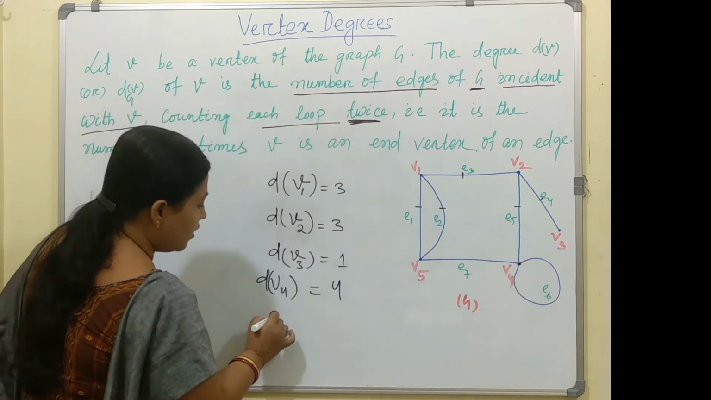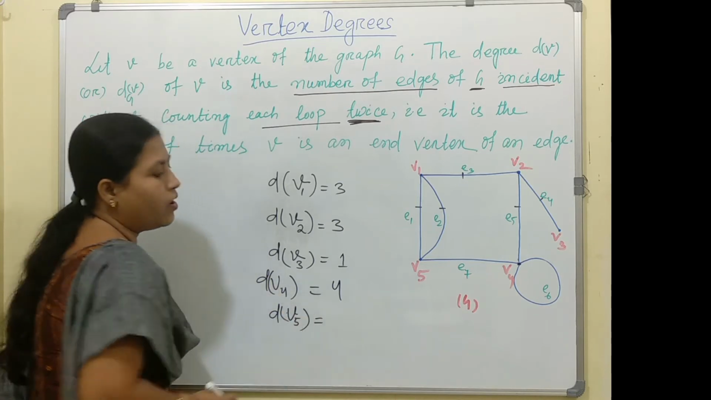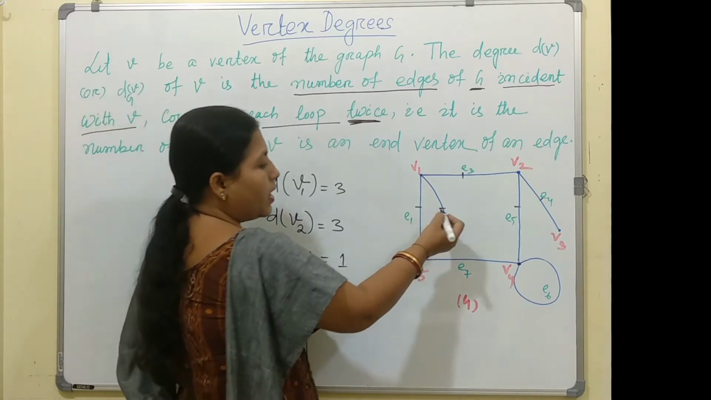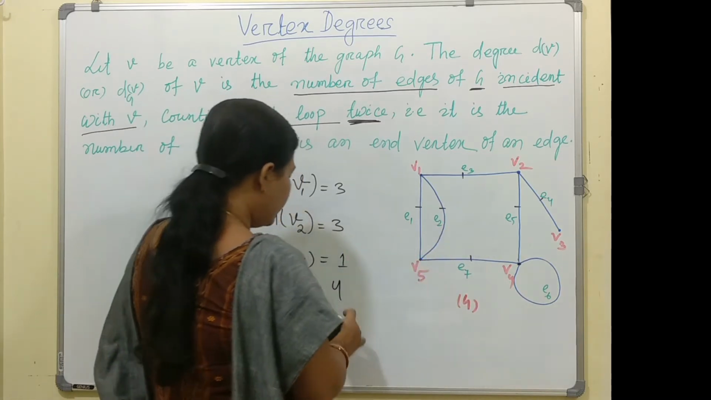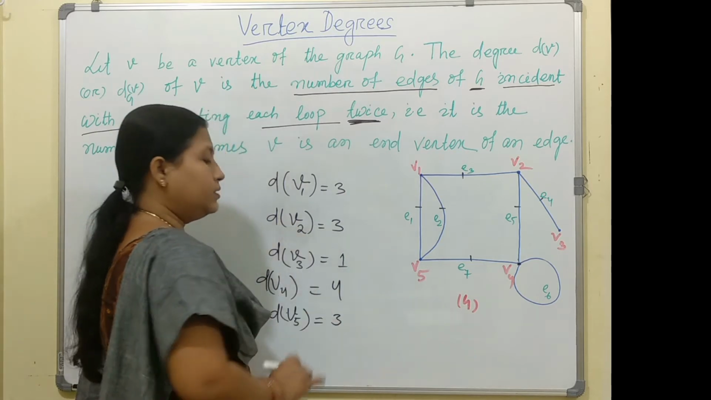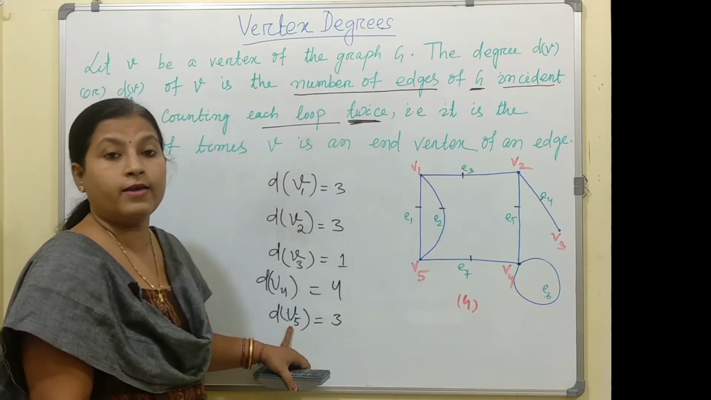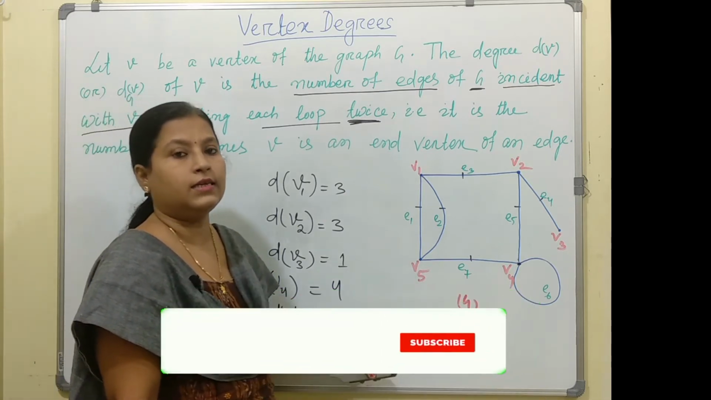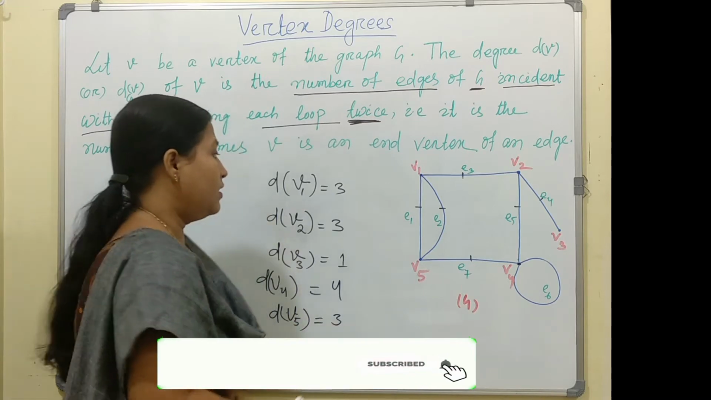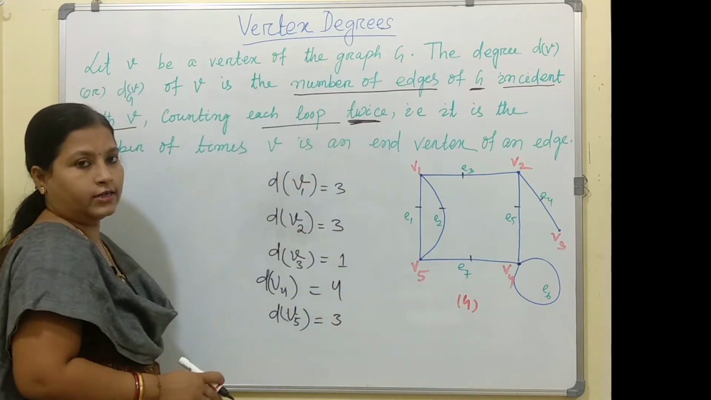Okay. Next come to D of V5, that means degree of V5. E1, E2, E7 are incident with V5. So the number of edges incident with V5 is 3, so degree of V5 is 3. Understand?